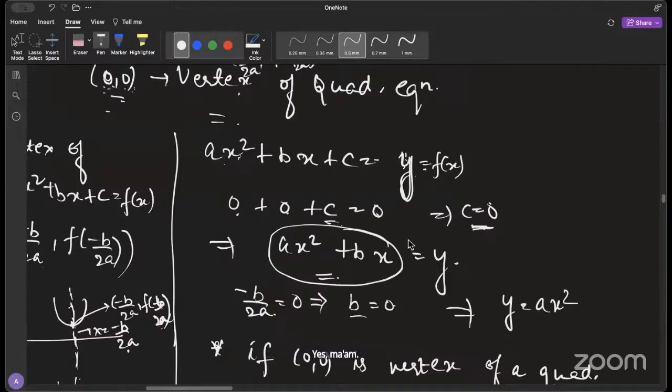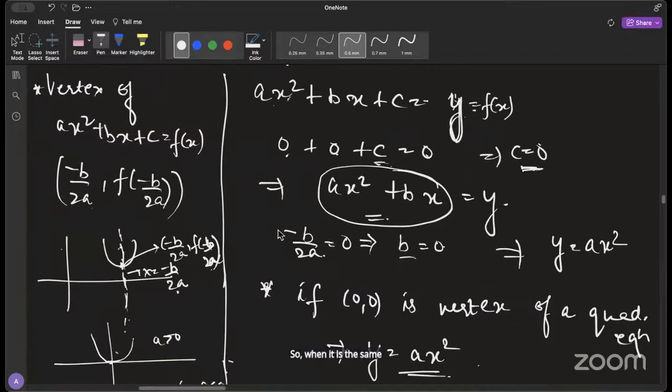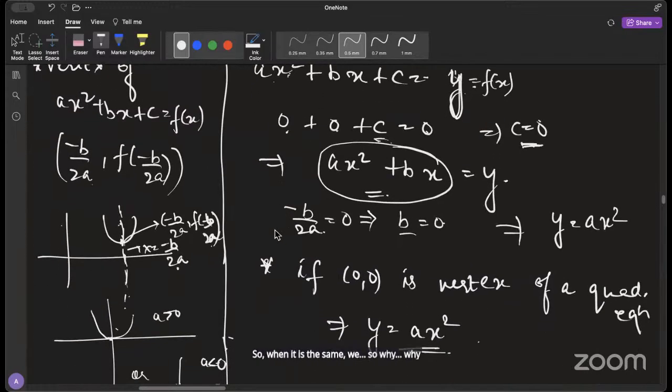Ma'am, one thing I just want to ask: you wrote minus b by 2a and function of minus b by 2a. So when it is the same, why is it function? If you could throw some light on this, that'll be great.